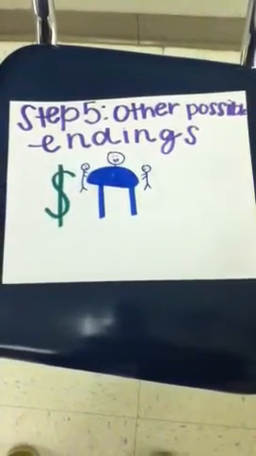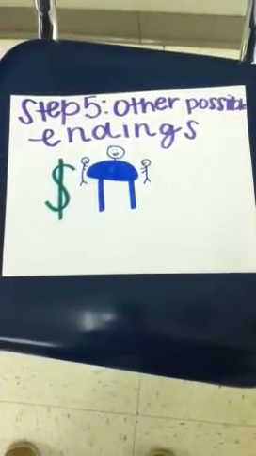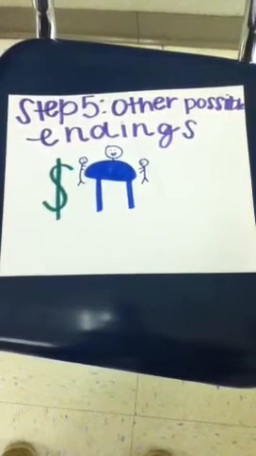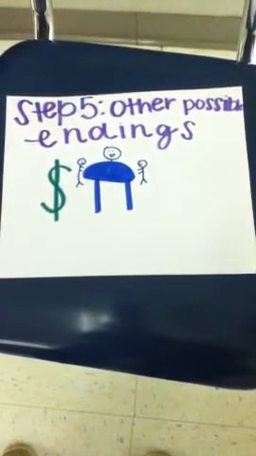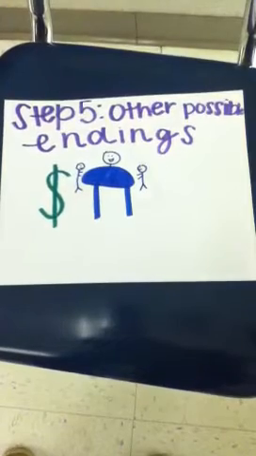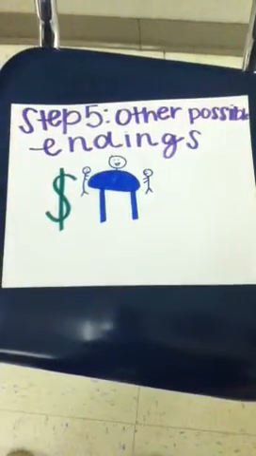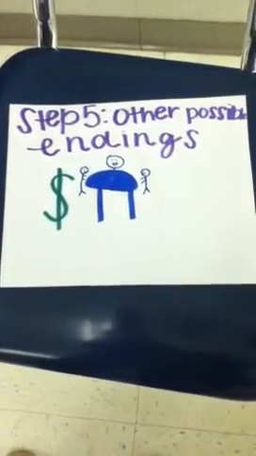Step 5, other possible endings. One possible ending is mediation. It lets the mediator talk and tries to help them come to an agreement. Another option is settlement. The defendant agrees to the plaintiff's claims and decides not to fight the matters in court.